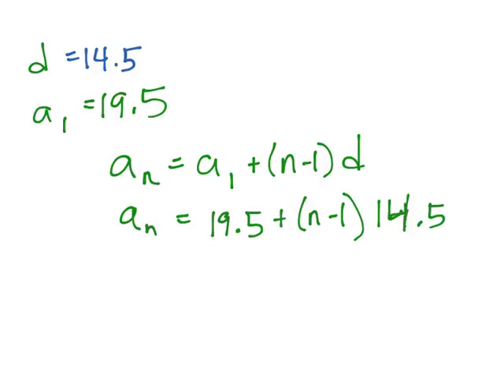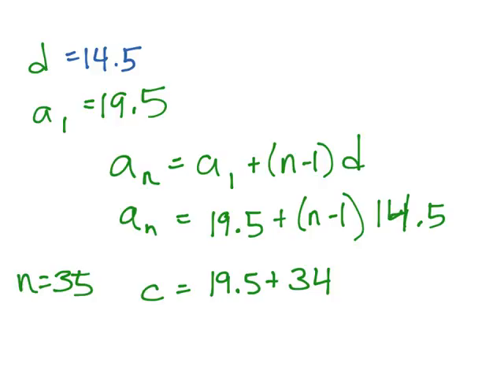So how would we use this? If we want to find the price for 35 tickets, the cost for 35 tickets would be 19.5 plus 34, that's 35 minus 1, times 14.5. And you can use this equation to find any number of tickets at all in the sequence.